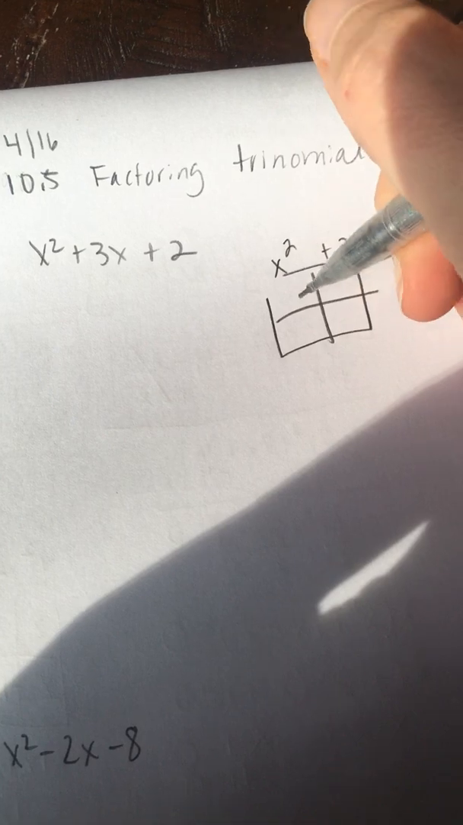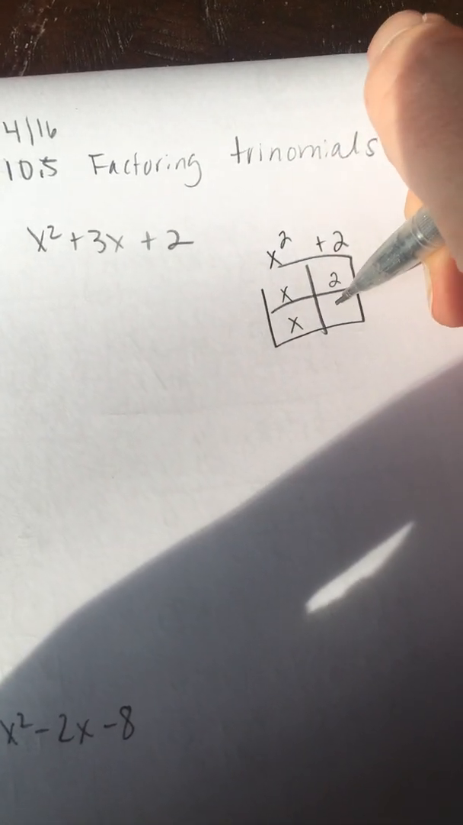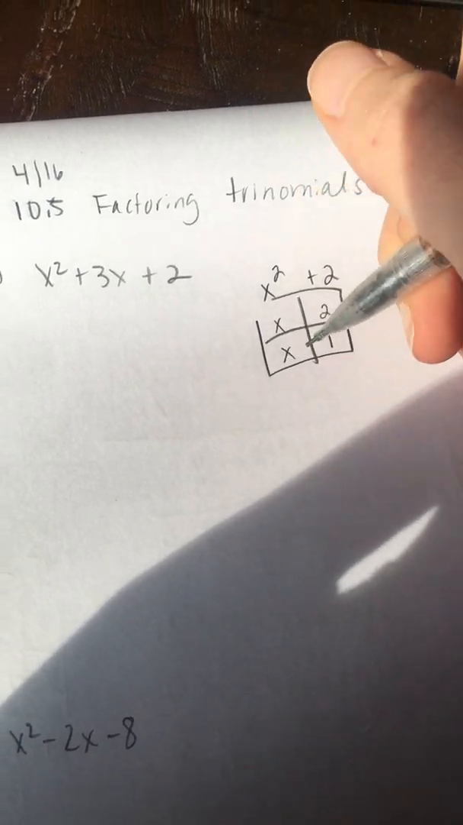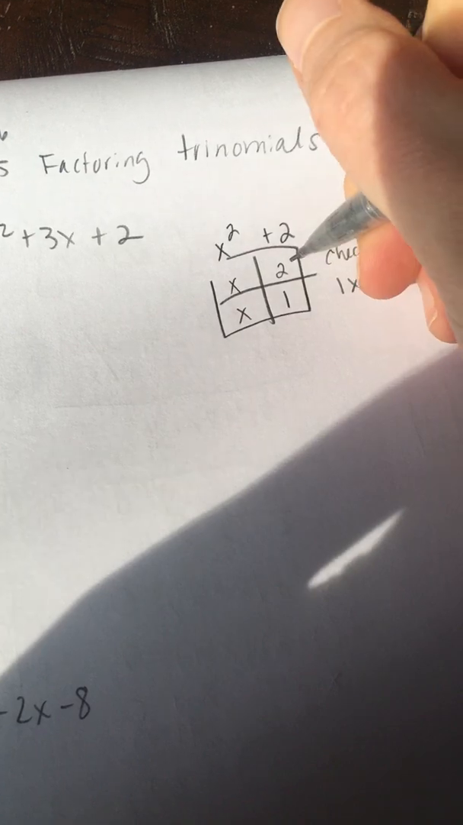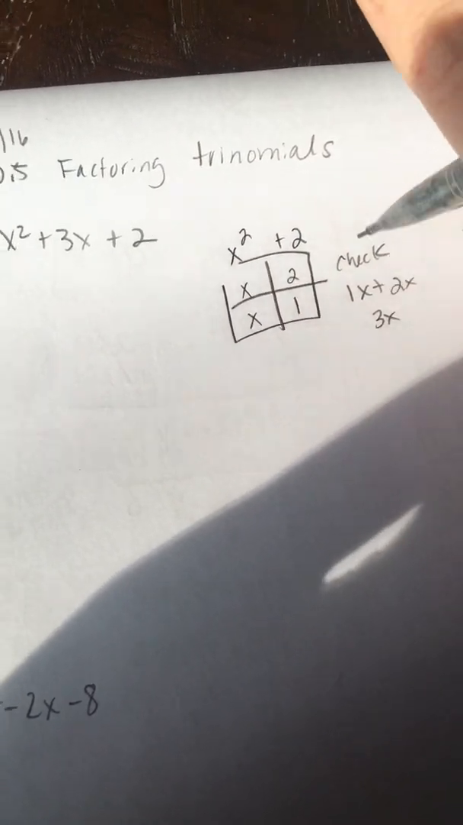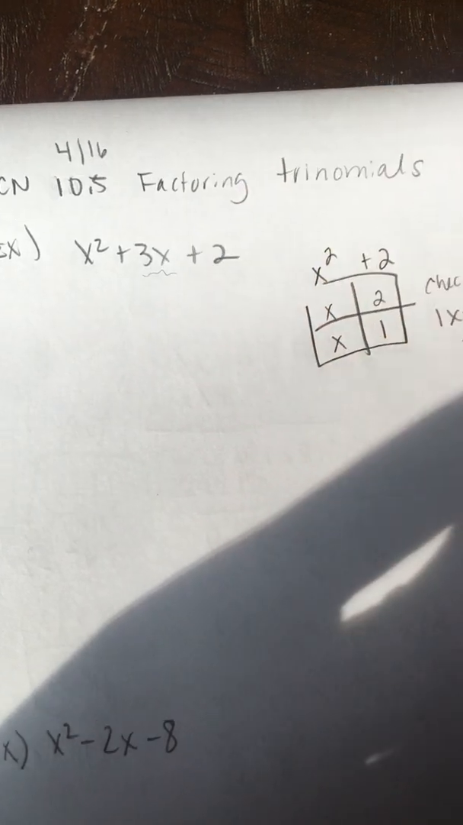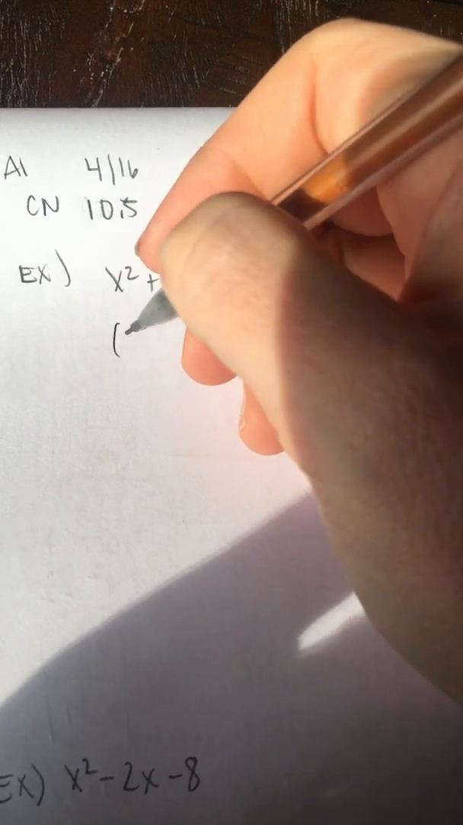So what multiplies to give us x squared? X and x. What multiplies to give us 2? 2 and 1. When I check my diagonal, I multiply to get 1x. I multiply to get 2x. I add together to get 3x. Check your middle term. Does that match the middle term? Yes, it does. I have the correct box. I write the factors.